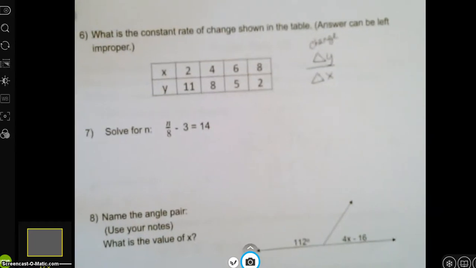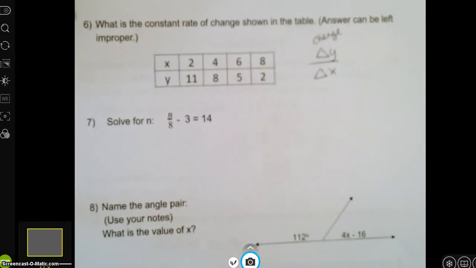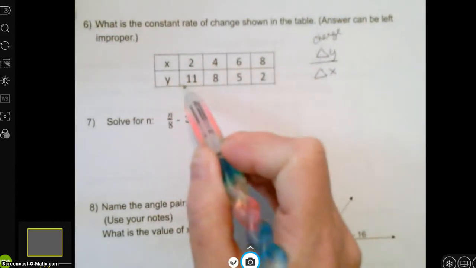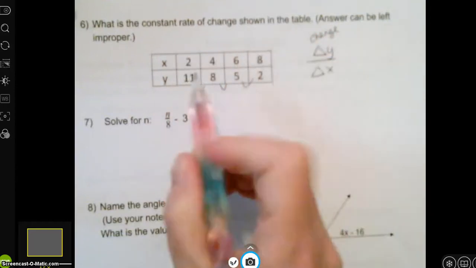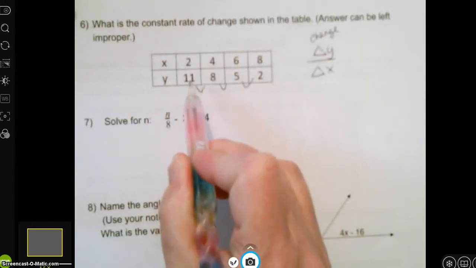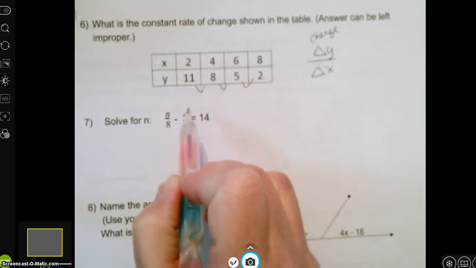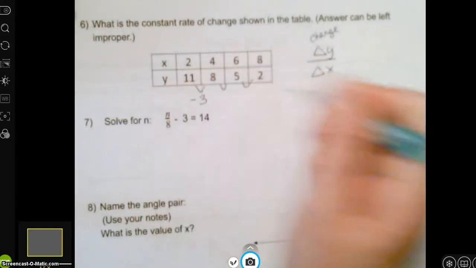Some of you are kind of getting it, but you have it flipped. Some of you are doing a good job. This one's a tiny bit different, and you're about to see why. So remember, here's y, and we want to figure out how much it changes by. How does it change from 11 to 8? How do those numbers change? Hopefully you can tell it changes by 3, but it goes down 3. So I'm going to put a minus 3.